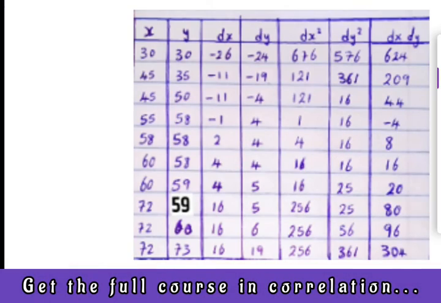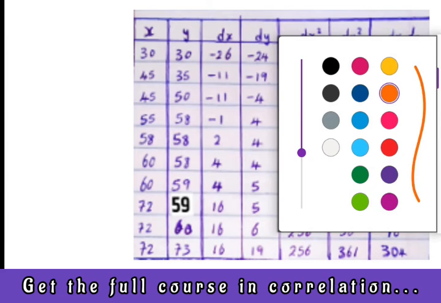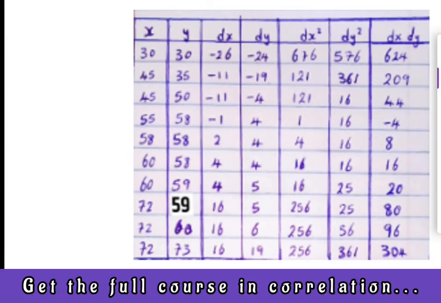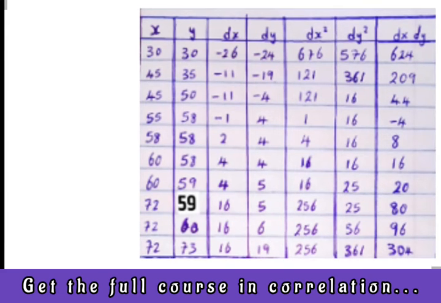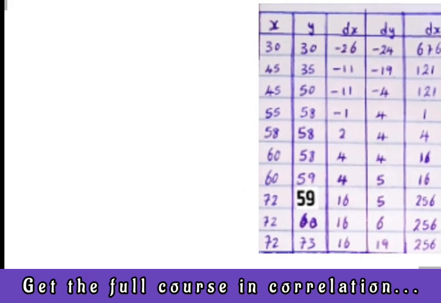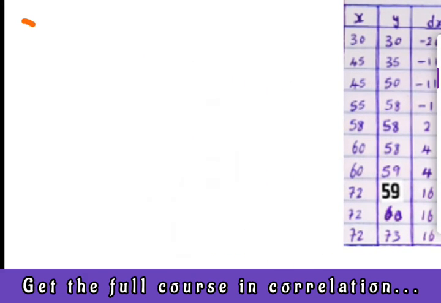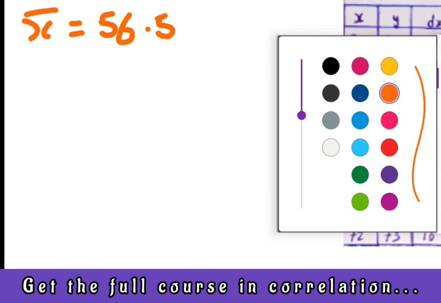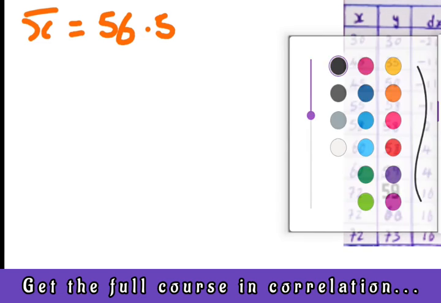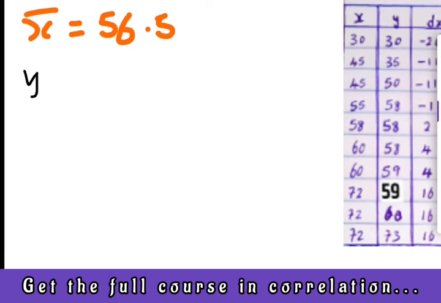So finding the mean of the x, when you find the mean of the x, it will give a value of 56.5. So we can write over here that the mean of x is 56.5. And then when you find the mean of y, it will give you a value of 54. So the mean of y is 54.